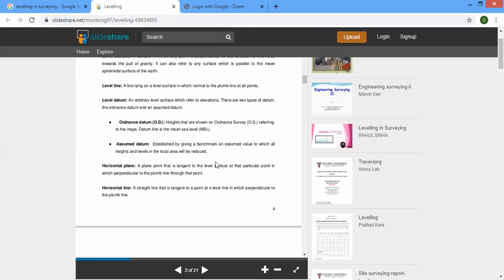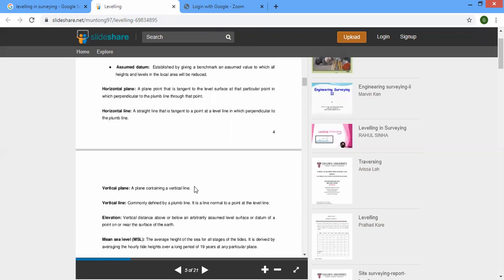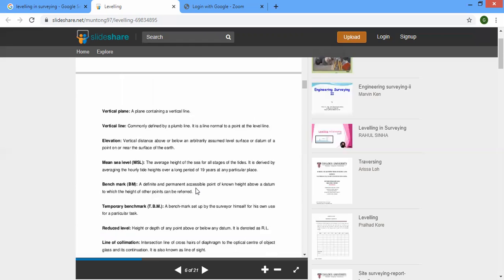Next, horizontal line. A line drawn to the horizontal plane is called a horizontal line. Next, we have vertical plane: a plane containing a vertical line along the staff which we hold. Vertical line: a line drawn in the vertical plane is called a vertical line, commonly defined by a plumb line. Okay, we will be dropping a plumb bob and we will be marking the vertical line point.